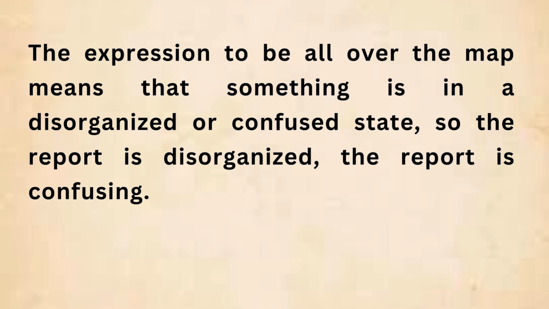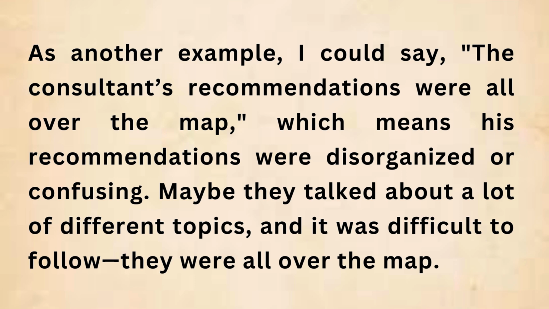The expression to be all over the map means that something is in a disorganized or confused state. So the report is disorganized. The report is confusing. As another example, I could say, the consultant's recommendations were all over the map, which means his recommendations were disorganized or confusing. Maybe they talked about a lot of different topics, and it was difficult to follow. They were all over the map.